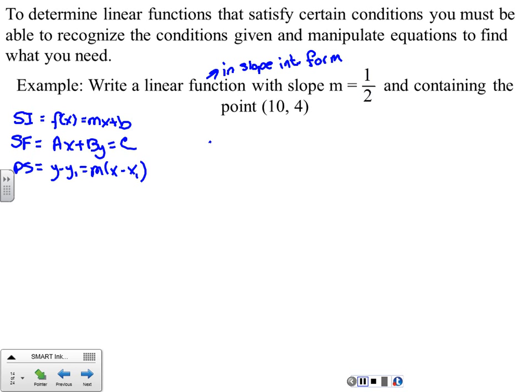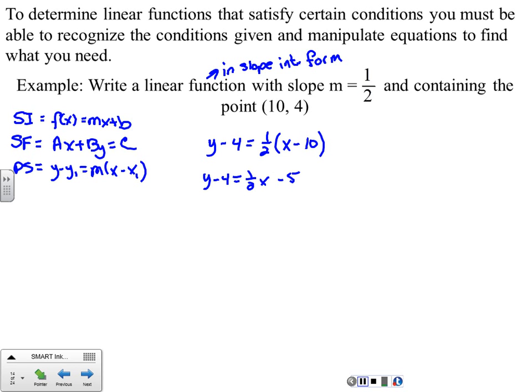So, you're going to have y minus y1, which is 4, is equal to your slope, which is 1/2, times x minus x1, which is 10. The one with the subscripts of 1, that's your point. The y and the x that do not have subscripts, that's going to be in your actual equation. Okay? So we have y minus 4 is equal to 1/2 (x minus 10).